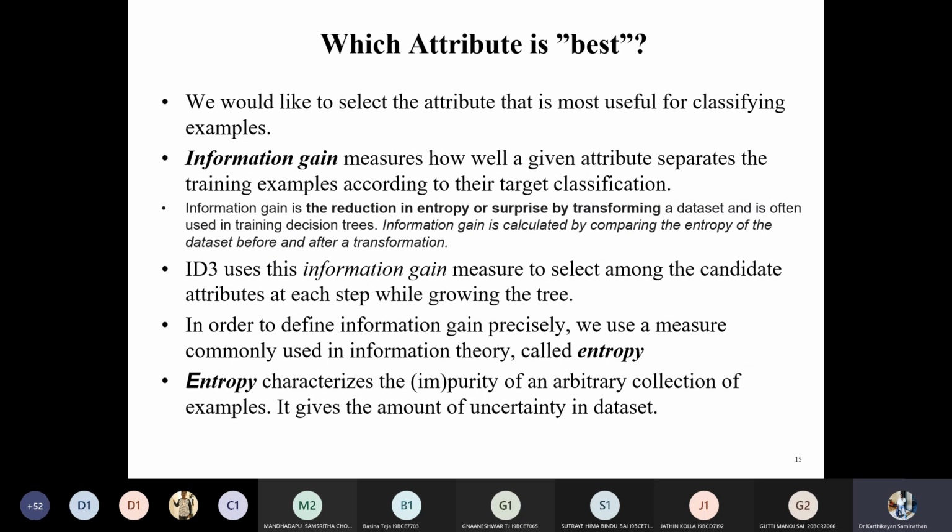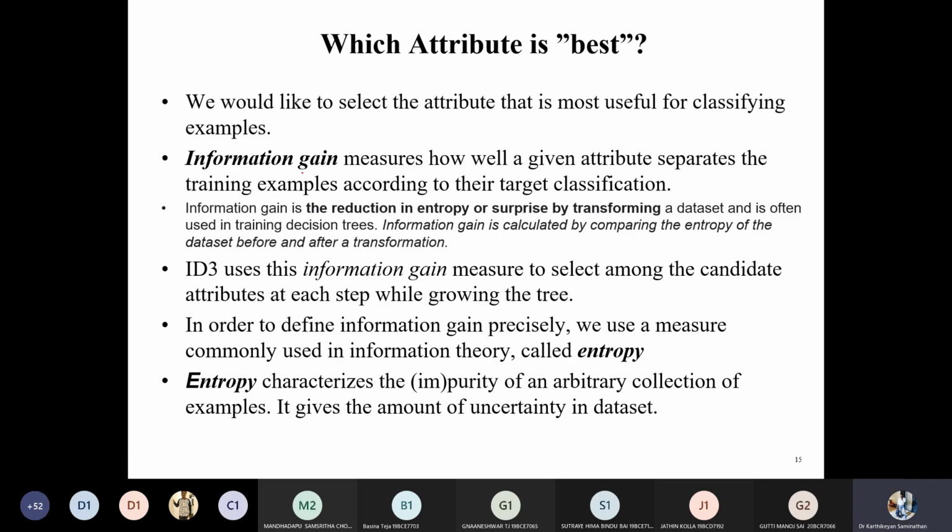Which attribute is the best? We would like to select the attribute that is most useful for classifying the examples. So how do you identify which attribute is the best? At the end of this class, we will see the problem. Information gain, as I told you, is one of the main evaluation parameters to identify your best classifier. So information gain measures how well a given attribute separates the training examples according to their target classification.